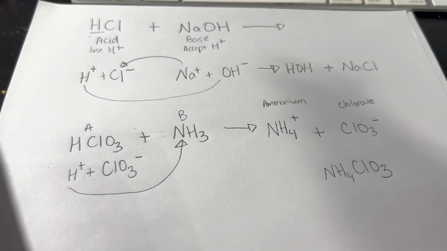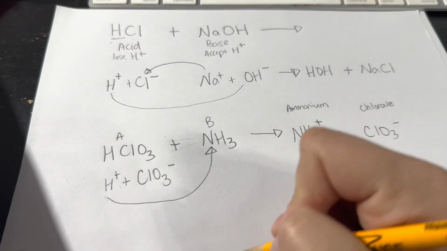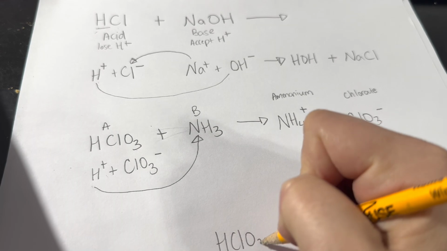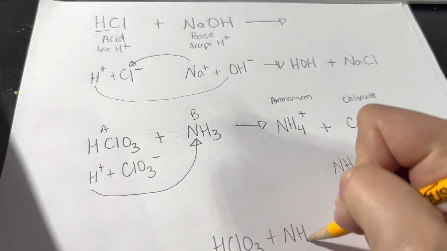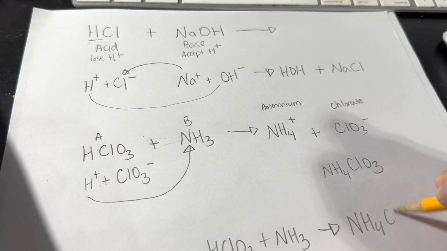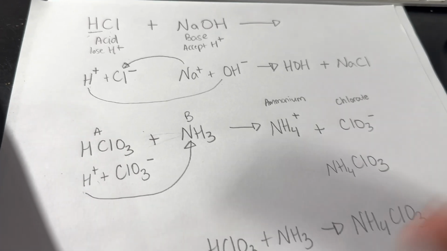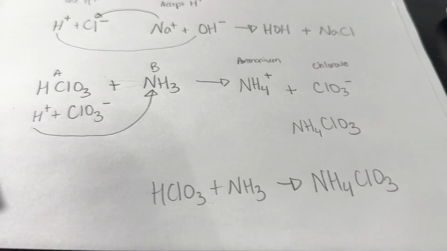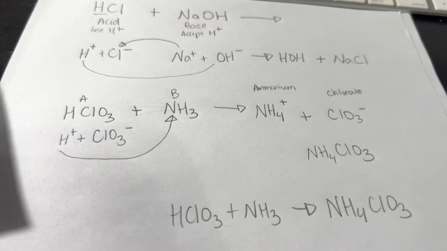That's why this one is cool. So if we wanted to write a full chemical reaction, there would be HClO3 plus NH3 make NH4ClO3. And then we have to go through, of course, and make sure that it's balanced. And I think this one is, because it's not a polyprotic acid.